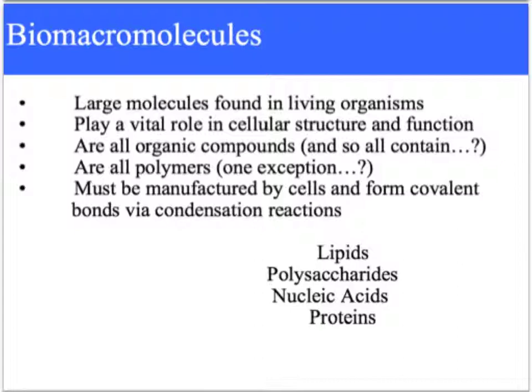They are all polymers, so they contain monomers, mono, one, poly, many, so monomers joined together. What is the exception? Lipids. They must be manufactured by cells, so they're made within the cell. Going back to protein synthesis, they form covalent bonds, covalent, sharing electrons, via condensation reactions. A condensation reaction, condensation is rain, so when the monomers join together, they release a water particle. The four classes of biomacromolecules that we look at this year are lipids, polysaccharides, nucleic acids, and proteins.